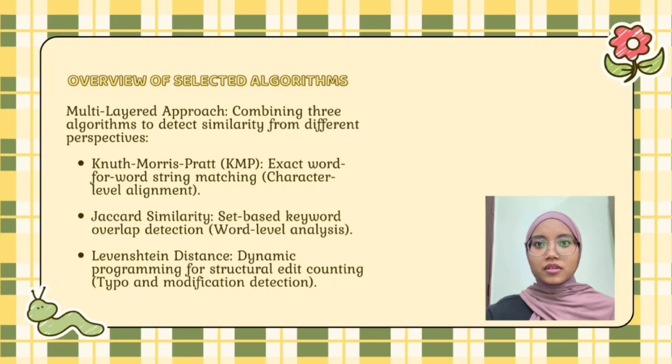Moving on to the overview of selected algorithms. To build a highly robust detection engine, our system adopts a multi-layer text pipeline by combining three distinct algorithms. First, KMP handles character-level exact phrase alignment. Second, Jaccard similarity processes word-level token sets. And third, Levenshtein distance uses dynamic programming to capture minor character modifications. By combining this framework, the system cross-examines a proposed title from structural, semantic, and literal perspectives to guarantee maximum accuracy.